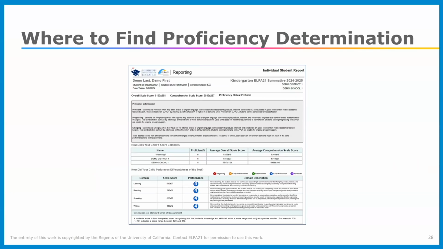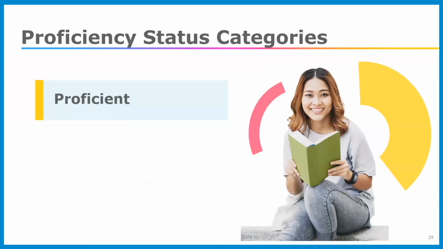Near the top of the score report, you will see the student's proficiency status. And just below, in this large box, you will find the definition of proficient that we looked at a few minutes ago. Remember, what makes the student proficient is listening, reading, speaking, and writing at grade level. What about students who do not score proficient? Those students are in other categories, progressing and emerging.